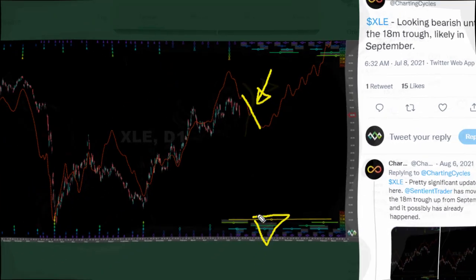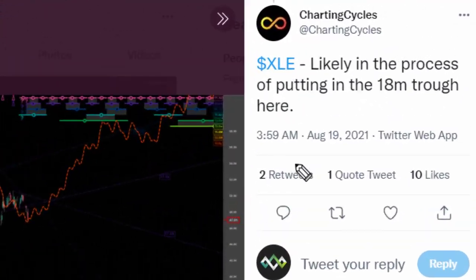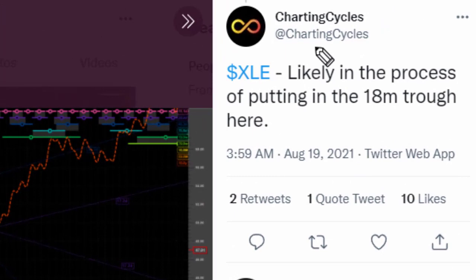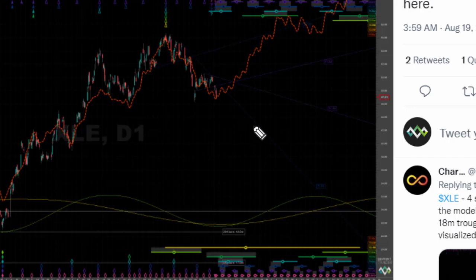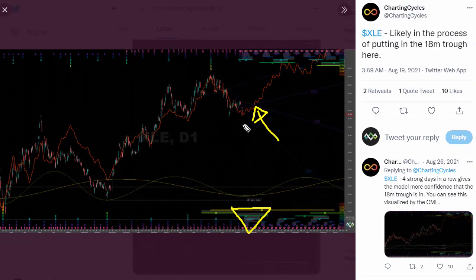And here is the updated analysis on the 19th of August 2021, when ChartingCycles tweeted that the XLE was likely in the process of putting in the 18-month trough here. There again is the orange composite model line indicating that price is expected to turn up and move upwards. Here is the rather messy nest of lows for the 18-month cycle trough. I should reiterate here that a Hurst cycles analyst uses Sentient Trader as a tool. We have a messy nest of lows, but a good Hurst cycles analyst will nevertheless be able to identify that an 18-month cycle trough is likely to form.